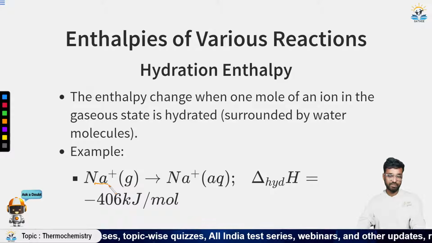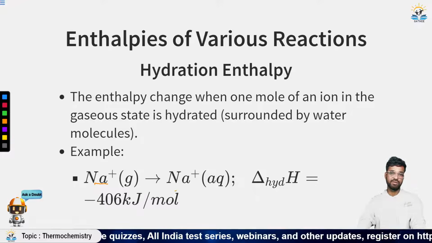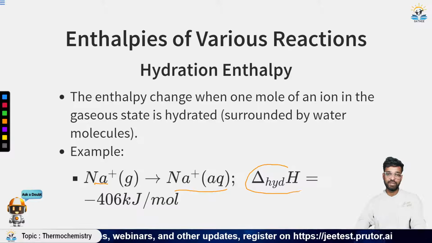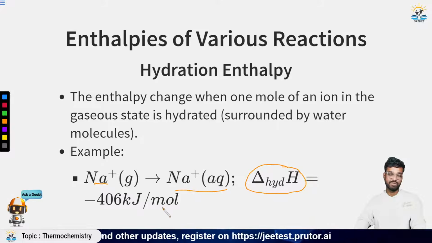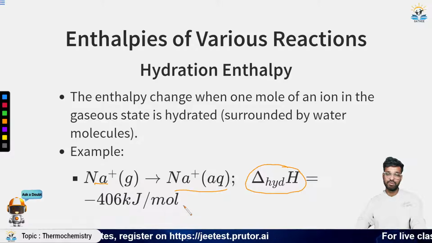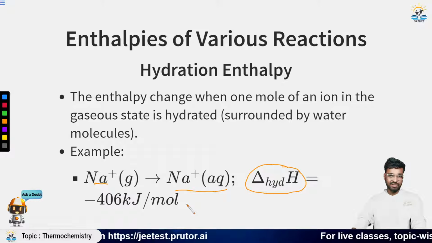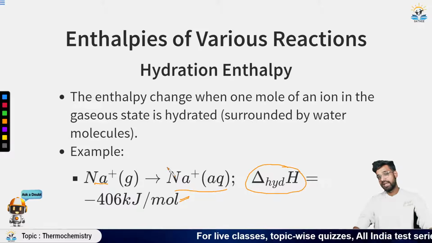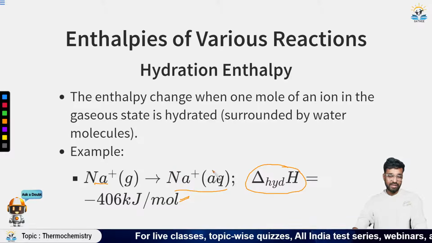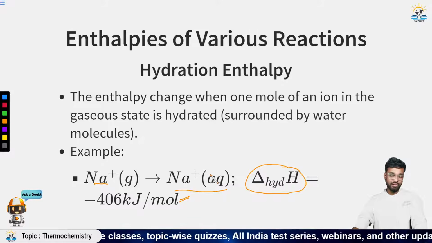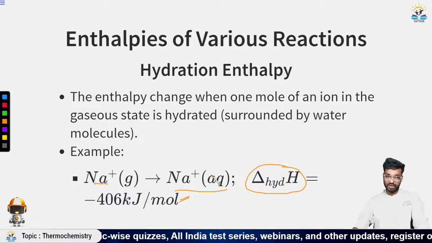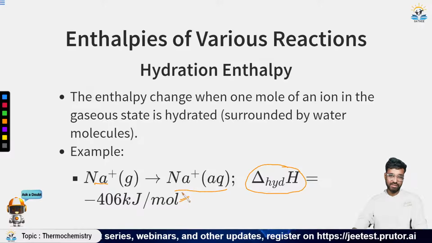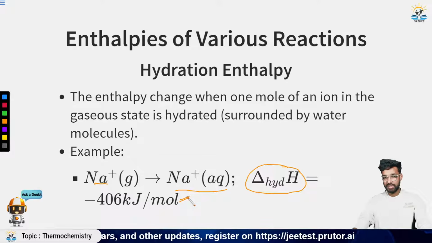So here is the example. We are converting the sodium plus gaseous ion into sodium plus aqueous ion, and the enthalpy change accompanying that reaction is called delta H hydration, which is minus 406 kilojoule per mole. So during this reaction, you can see that energy is released. Why is it so? Because when we dissolve this kind of ion in water, the ion gets stabilized due to the polar interaction of the water molecules, that is, the dipole interaction with the sodium plus ion.